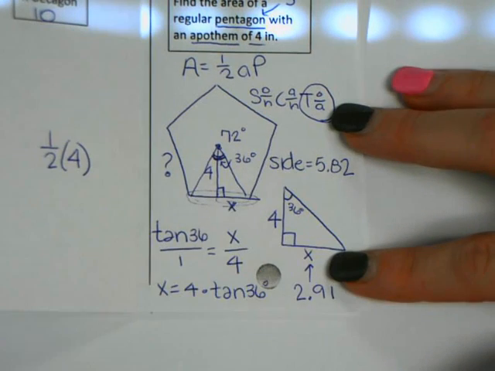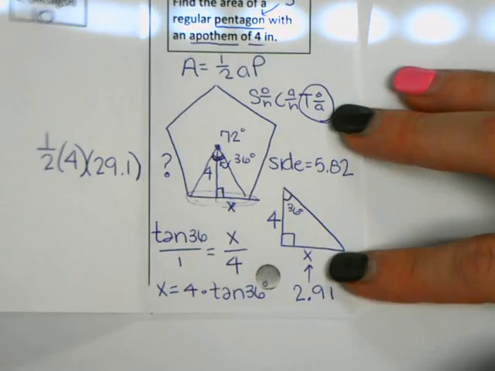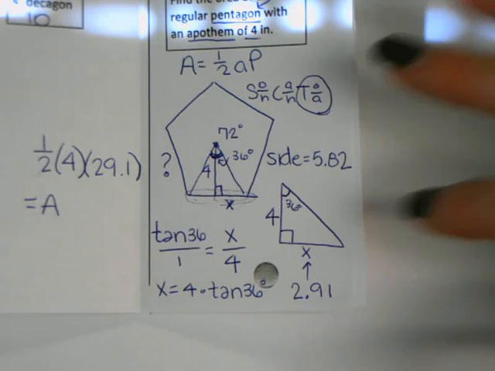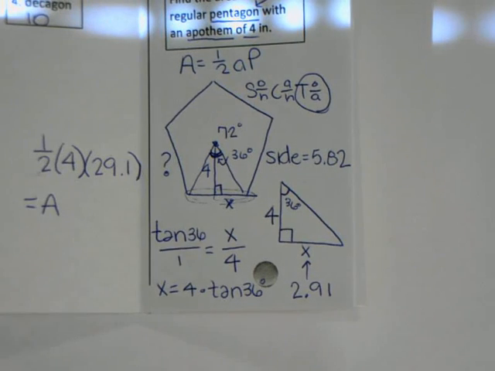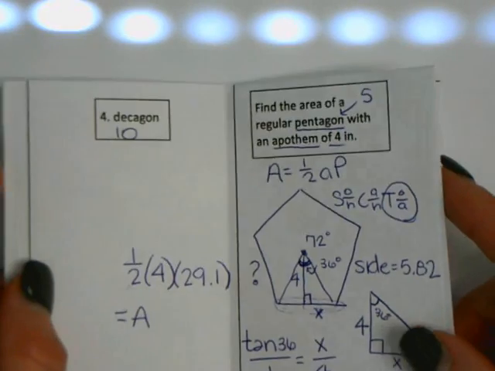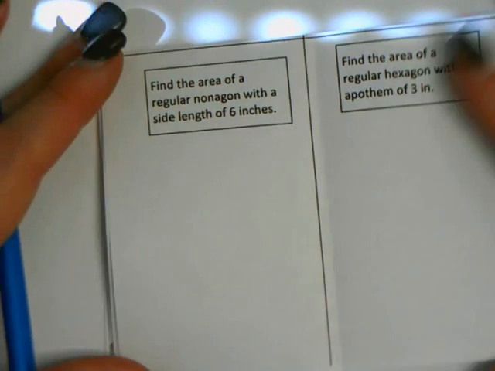So now I'm ready for my formula. 1/2. My apothem was 4. My perimeter is going to be 5 times the 5.82, which is 29.1. And I can just throw this in the calculator and get my area. So I'm going to want you to do that and come to class already with an answer. I've done everything but the calculator.